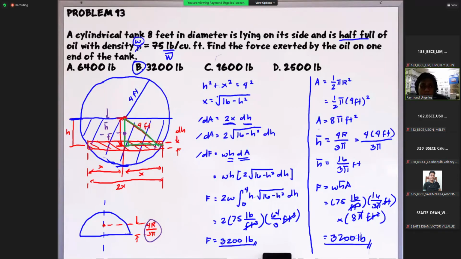Pag hindi ganun yung shape na lumabas sa board, then use integration. Maganda na alam ninyo pareho. Nung nagbo-board exam ako, pag naka-encounter ako ng ganitong problem, tinatry ko na lang parehong solution para at least sigurado. Kasi pag pareho yung lumabas sa sagot, ibig sabihin tama talaga yung solution natin. Okay?